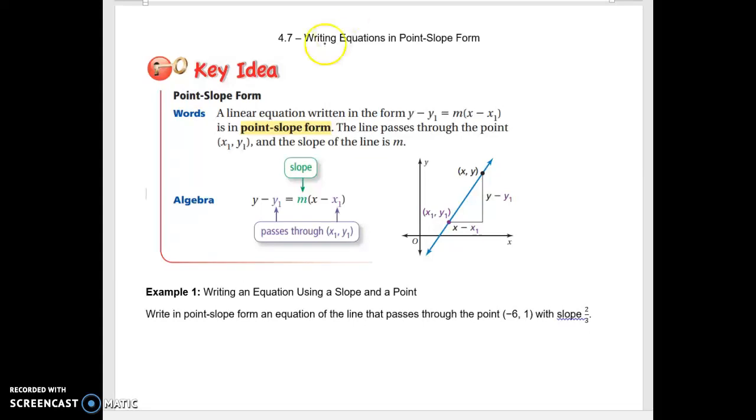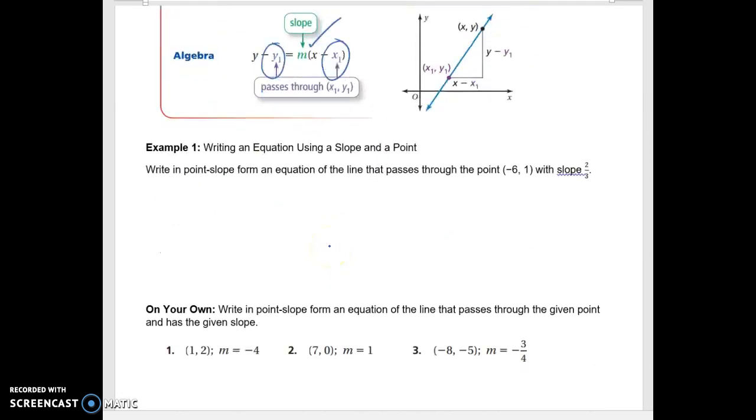Hey guys, so today we are going to learn how to write an equation in point-slope form. We already know how to write equations in slope-intercept form and standard form, so today we're just going to learn another way to write a line. So the equation is y minus y1 equals m parentheses x minus x1, where your m represents your slope, and your y1 and x1 represent a specific point on the line.